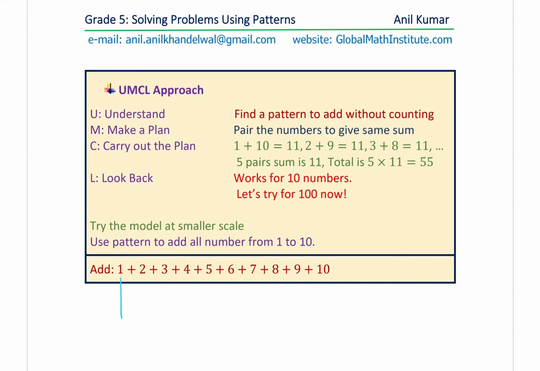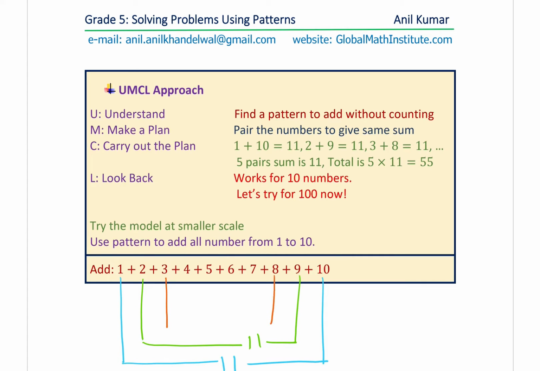So if I combine 1 and 10, I get 11. We don't get 10, but we get 11, and that is what is expected. 1 plus 10 is 11. Then if I add 2 with 9, what do I get? Again 11. So it is as expected.